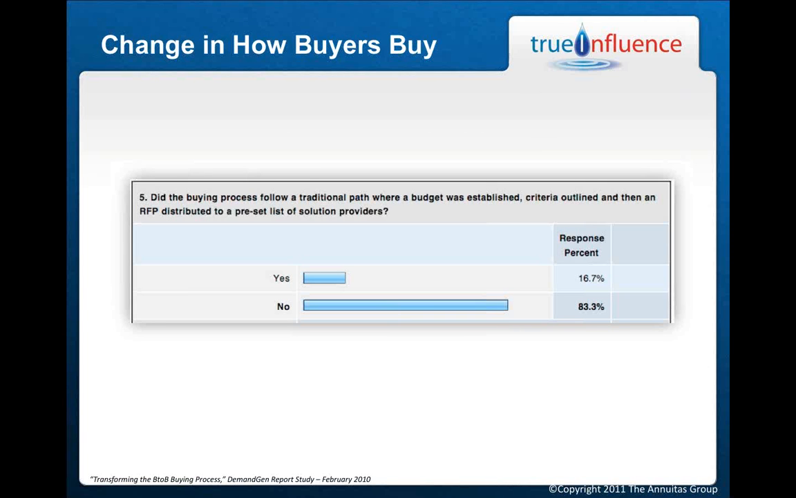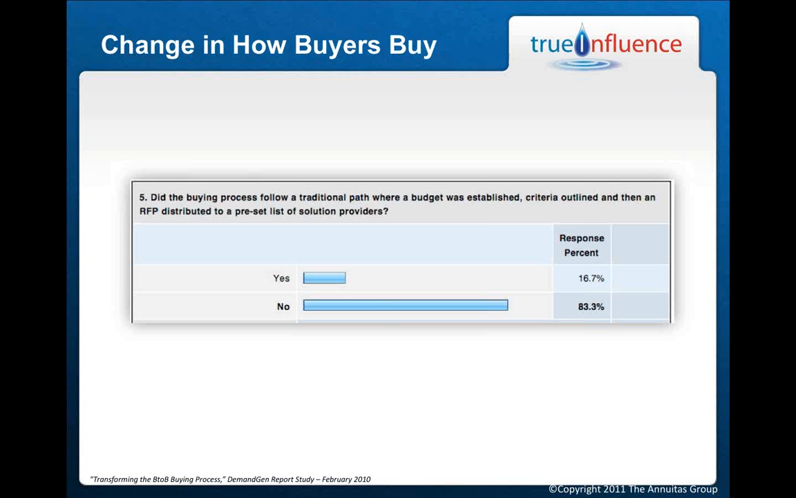This is more information that shows that today's B2B buying process has changed. This study was done by Demand Gen Report last year and talked about traditional buying patterns, where traditionally we had an established budget, we had criteria outlined, and then the organization would distribute an RFP. According to this study, over 83% of organizations said no, we didn't have a traditional buying journey. We didn't go through the traditional steps that would lead us to a buying decision.